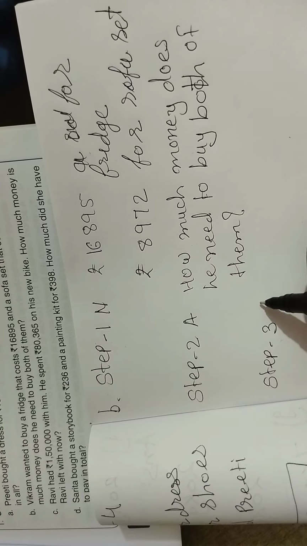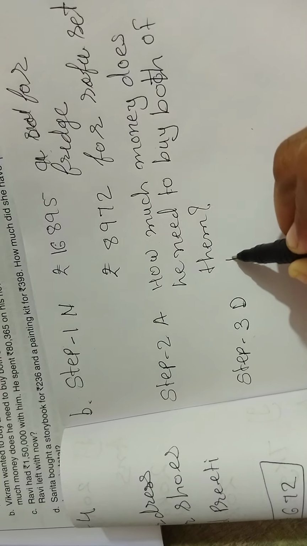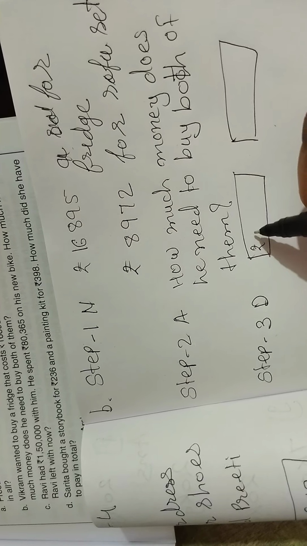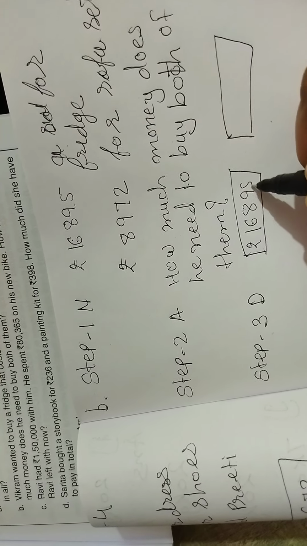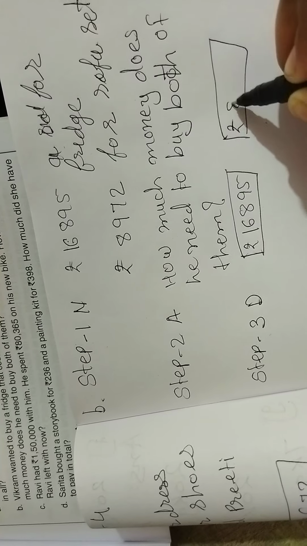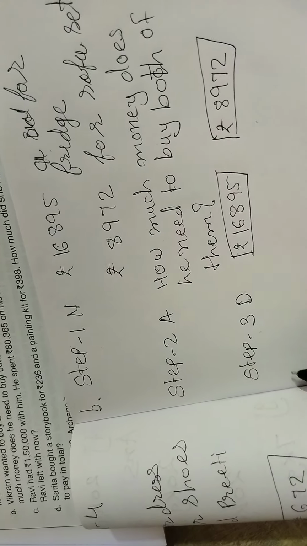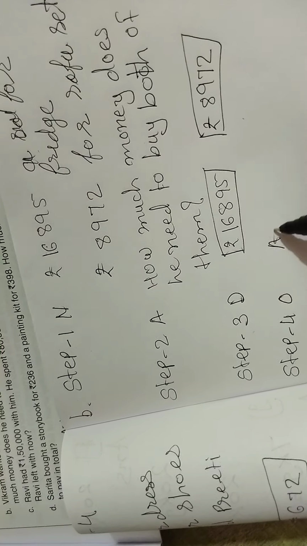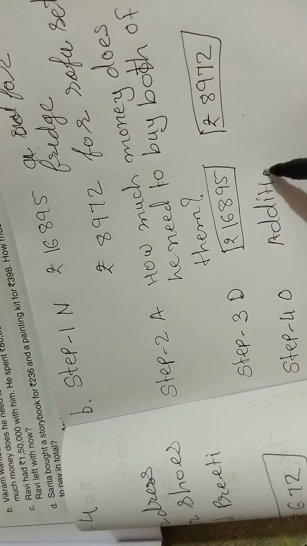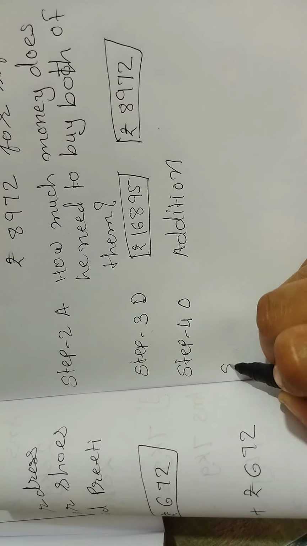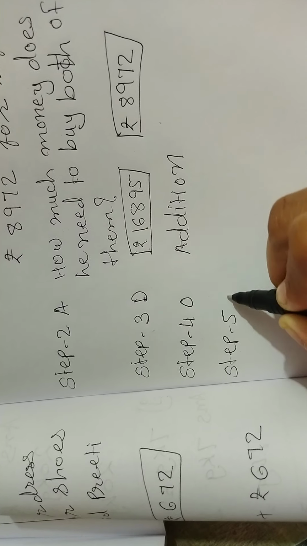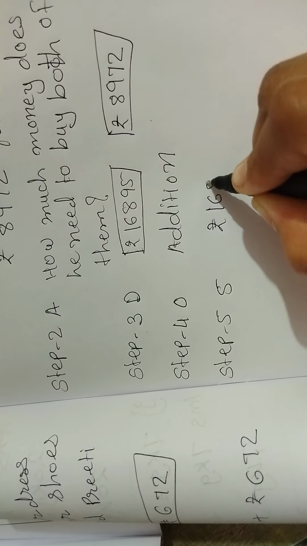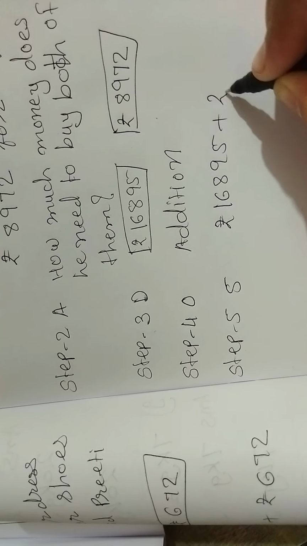Step number 3, draw. We have to draw 2 boxes. We have to write here rupees 16,895 and rupees 8,972. Step 4, operation. Here we have to do addition. Step number 5, solution. So here we have to write rupees 16,895 plus rupees 8,972.